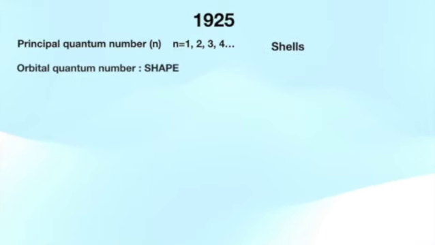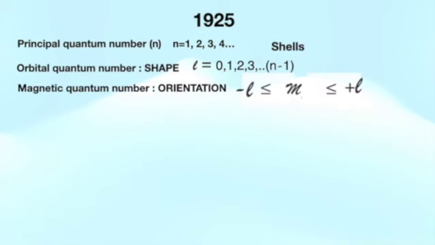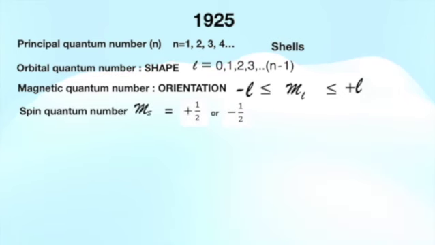By 1925, the model of the atom consisted of electrons having unique four quantum numbers. The principal quantum number designates the energy level of the electron, which is determined by the distance from the proton. Within that shell, there are three quantum numbers. The orbital quantum number establishes the orbital's shape. The magnetic quantum number establishes the orbital orientation. The spin quantum number establishes the electron spin.